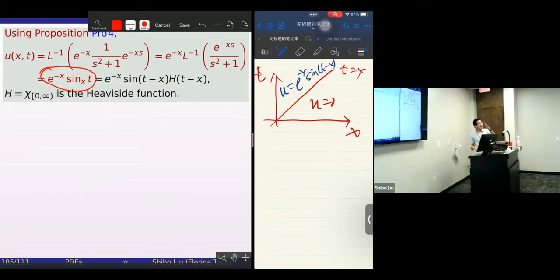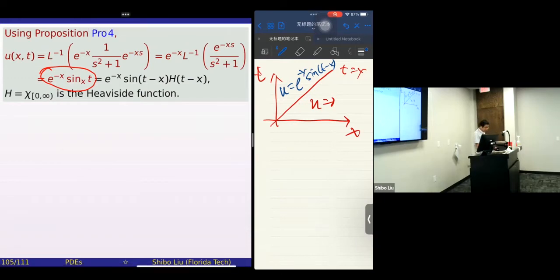So the line t equal to x cuts the domain into two parts. On the bottom part, u is identically 0. On the upper part, u is given by the expression e to the minus x times sine t minus x. There's no H anymore because in this part H is 1. Okay, so this is our first application to PDE. This is a first order PDE.